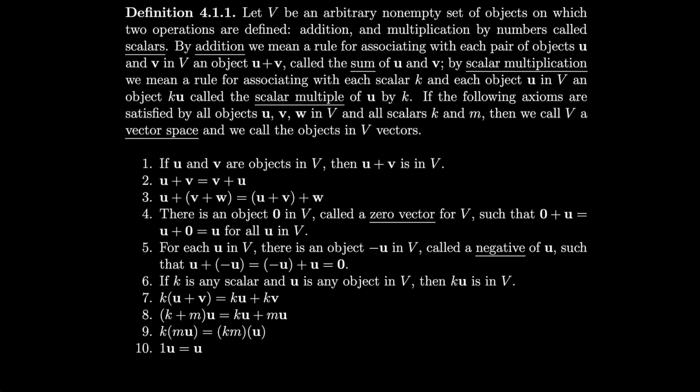We need the sum of any two elements in our vector space to also be in our vector space. So if we add two things and somehow we got something that wasn't already in there, then it wouldn't be a vector space. The addition, however we define it, has to be commutative. The addition, however we define it, has to be associative. We have to have some zero vector in our vector space such that we can add it to any vector and that vector will stay the same. We have to have some negative vector for every single vector in our vector space such that if we add a vector to its negative, we get the zero vector.